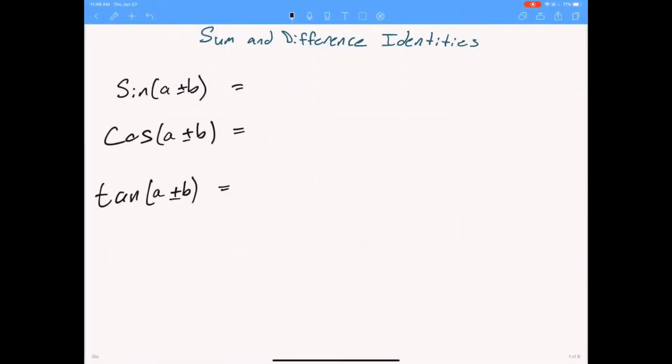In this video, we're going to cover the sum and difference identities. I'll walk you through the formulas, but I won't prove any. We will go through applications, however. These formulas might seem long, but are not too bad to remember.